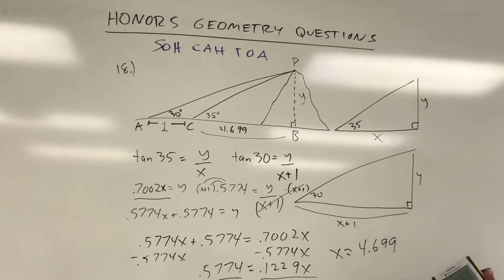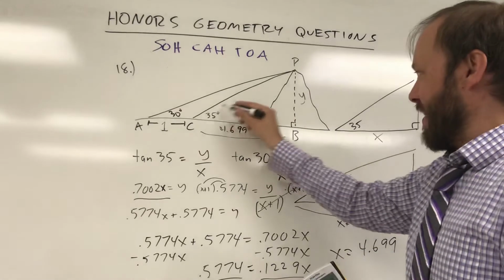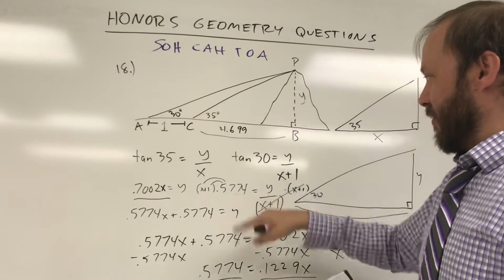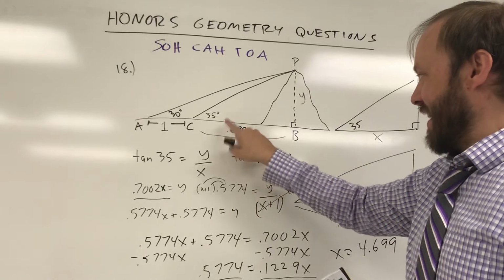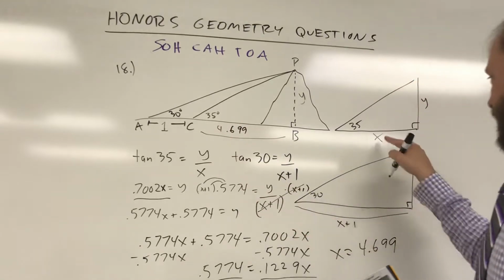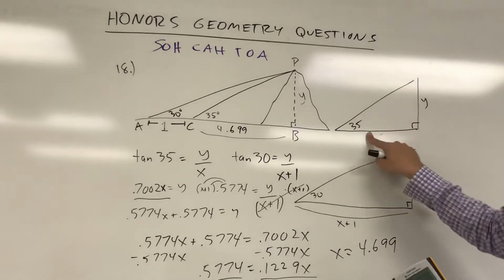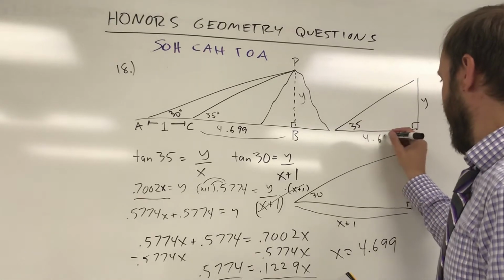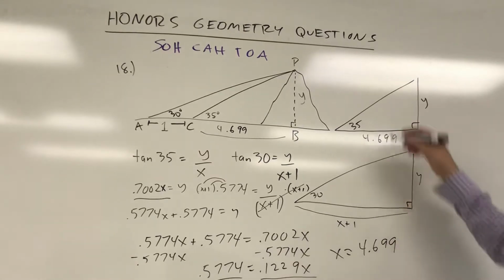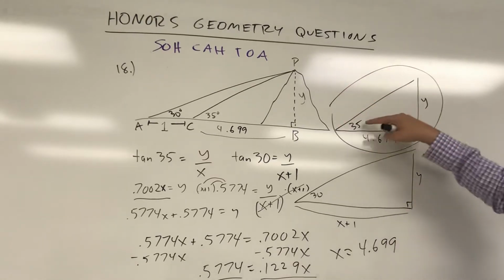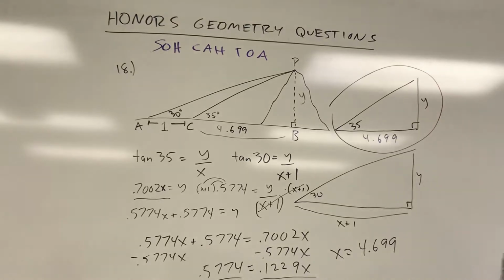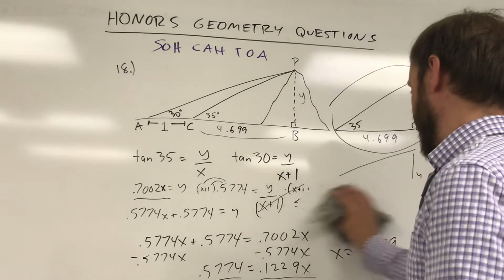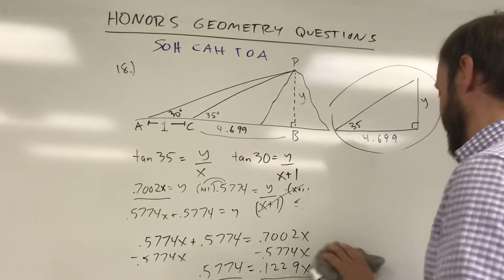However, we now know that we've got a triangle that has a 35-degree angle and a 4.699 side, okay? And that's this triangle back up here. So I'm going to go ahead and fill that in. And we should be able to close this out now. Notice we've got an angle, we've got a side, we're looking for another side, and if we solve that equation, we should now be able to find the value of y. So let's go ahead and do that.